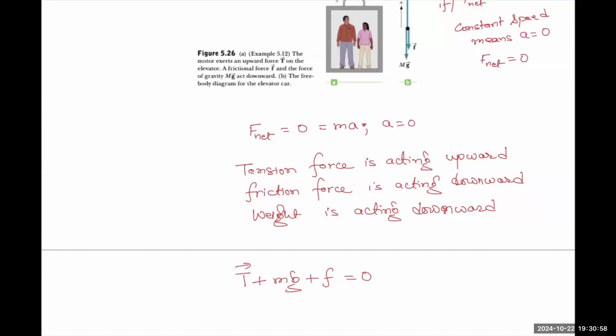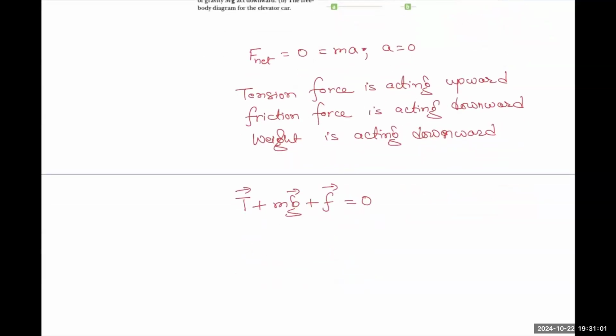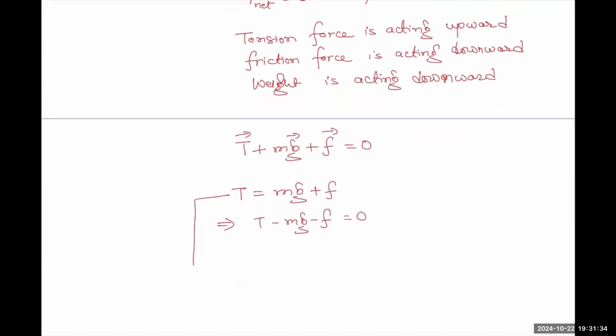If I say this in vectors, this is a vector, this is a vector. Or more appropriately, in magnitude, this force must equal the force due to gravity plus friction. So if I subtract, tension minus mg minus F must equal zero. Make sense? So I know the amount of force acting along the cable, which is basically the tension. I can calculate my tension from this expression. So tension equals what? What is your mass?